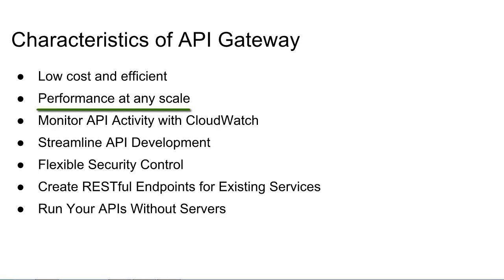Next is performance at any scale. Now, if you integrate your API Gateway with Amazon CloudFront, API Gateway allows you to take advantage of the worldwide network of edge locations to provide your end users with the lowest possible latency for API requests and responses.